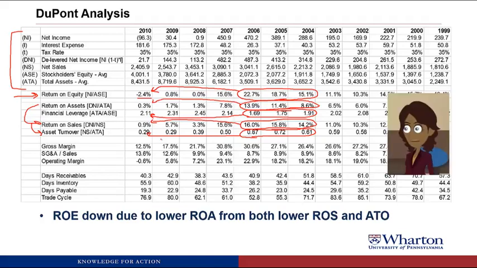I see a mistake. Vulcan had a net loss in 2010, but you show a positive return on sales. If return on sales is net income over sales, then how can it be positive?